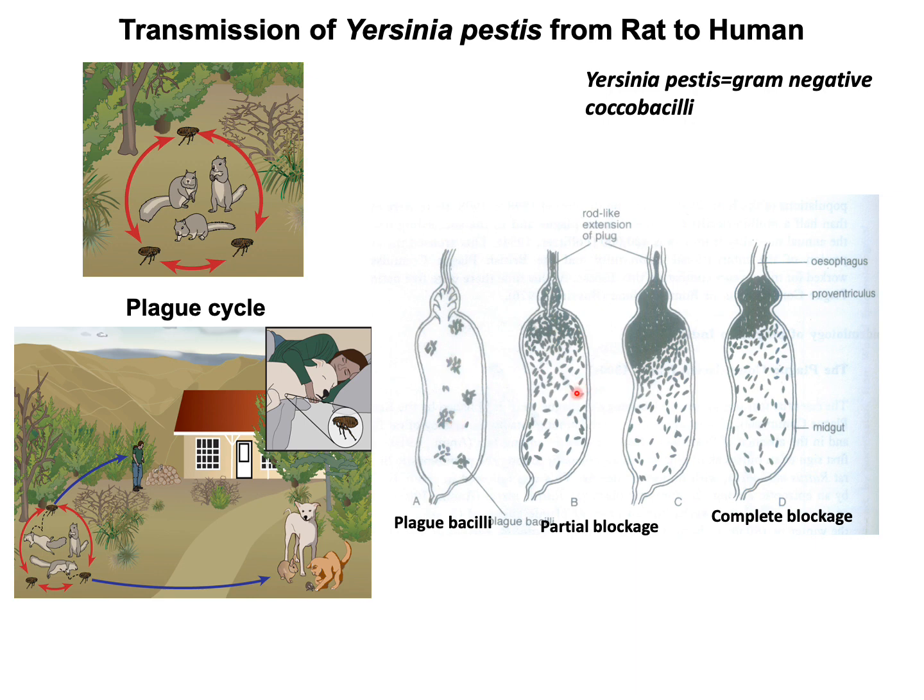And in the second picture, you can see due to the continuous proliferation of the bacilli, this will start blocking the proventriculus and the lower part of the esophagus. And the third and fourth picture, you can see there is a complete blockage of the proventriculus, as well as there is a rod-like extension of the plague in the esophagus.